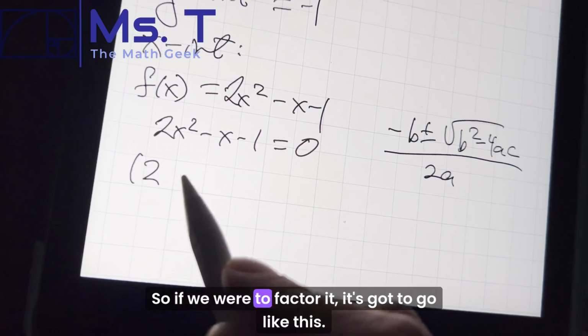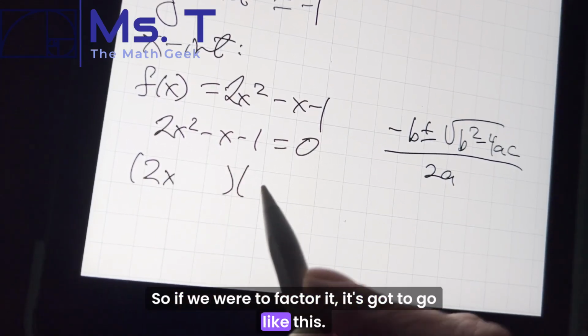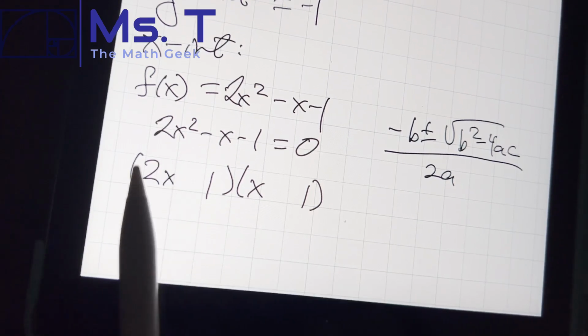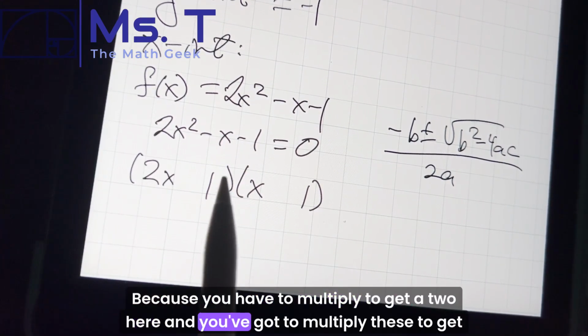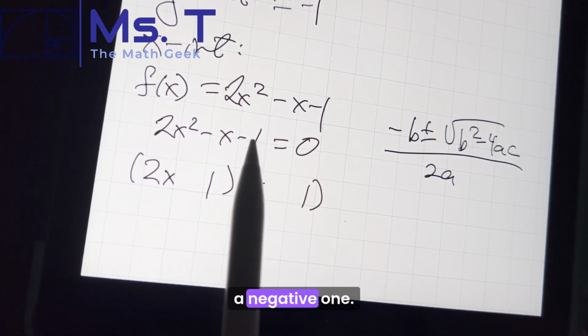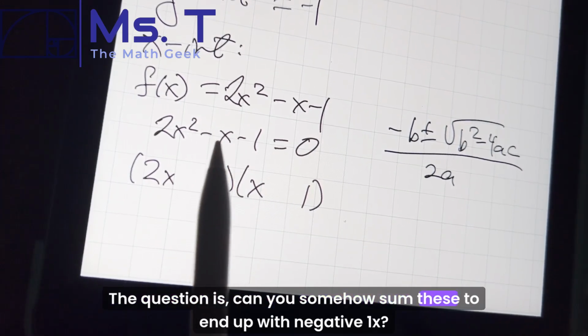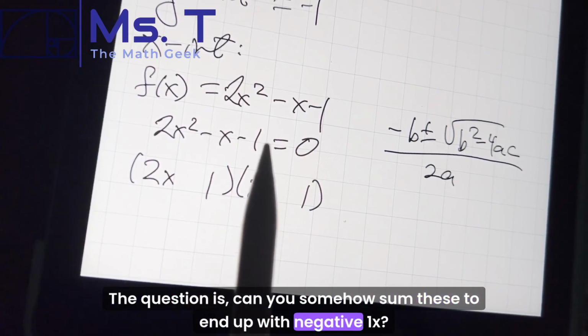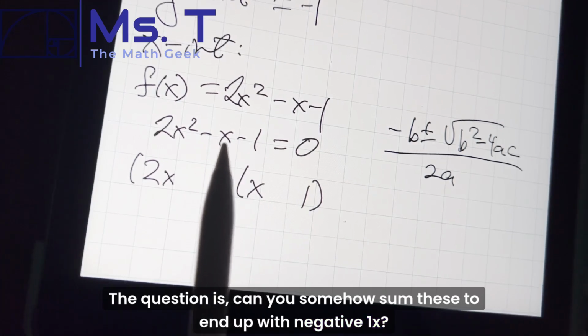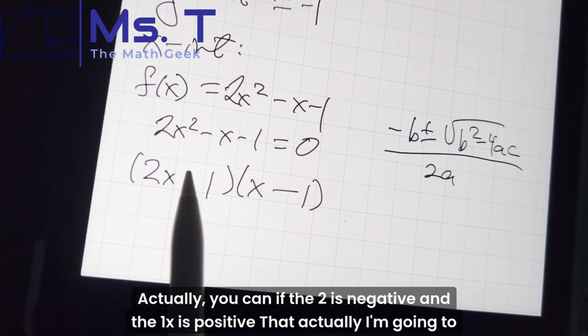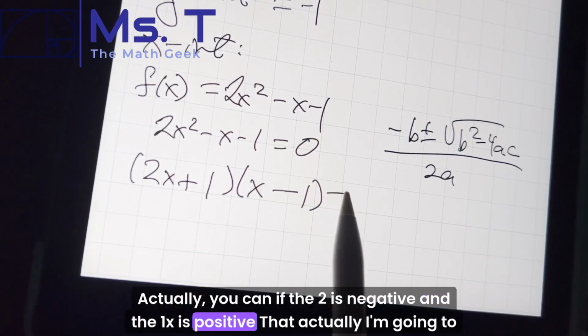So if we were to factor it, it's got to go like this. And it's got to be 1 and 1, because you have to multiply to get a 2 here. And you've got to multiply these to get a -1. So the question is, can you somehow sum these to end up with -1x? Actually, you can if the 2 is negative and the 1x is positive.